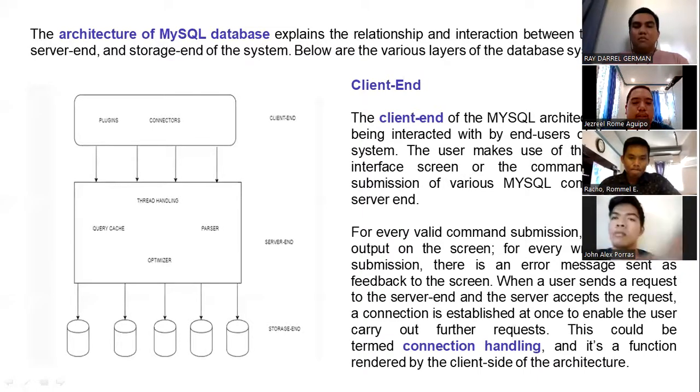When a user sends a request to the server end and the server accepts the request, a connection is established at once to enable the user to carry out further requests. This could be termed connection handling, and it's a function rendered by the client side of the architecture.